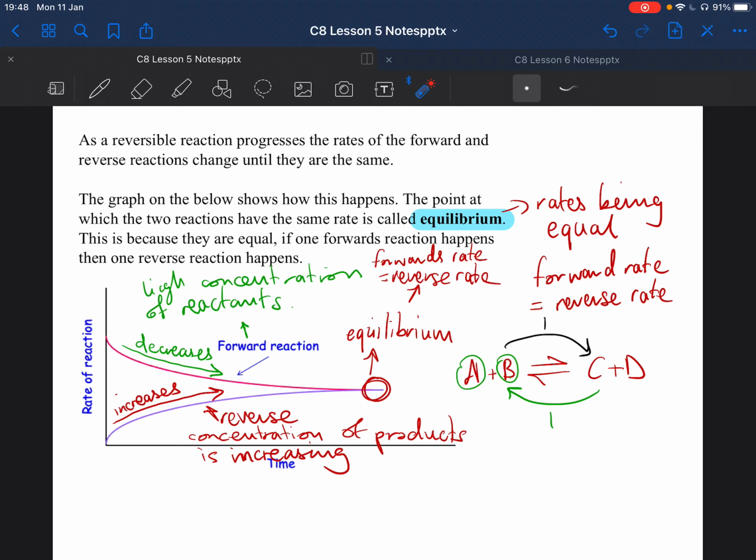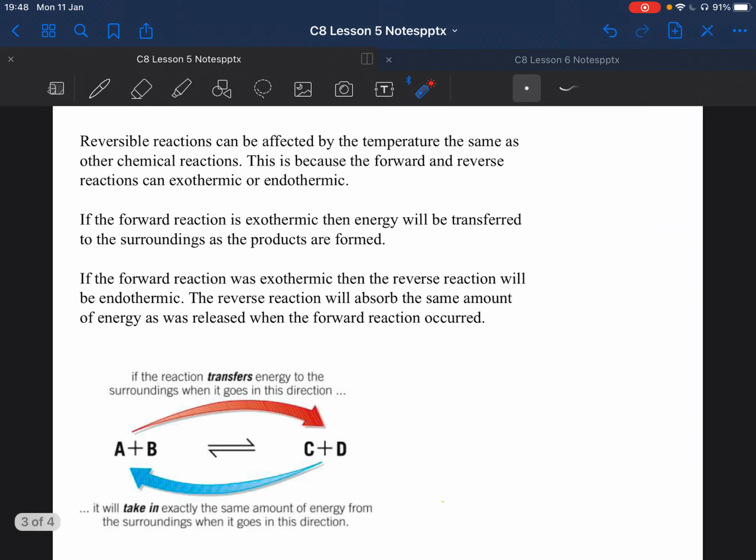If you are asked a question about equilibrium in your exam, you should remember that the forwards rate is equal to the reverse rate. For every one reaction that happens in the forwards direction, you will get one reaction happening in the reverse direction at the same time. Okay, so how does temperature affect our reversible reactions?